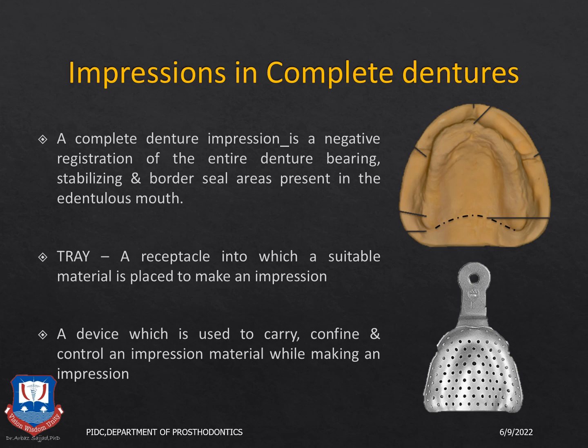Coming to an impression tray, it is a receptacle into which a suitable material is placed to make an impression. An impression tray may be a stock impression tray, which may be edentulous or dentulous, or it may be a custom made impression tray, which is used for making the secondary or final impression. An impression tray is also a device used to carry, confine, and control an impression material while making the impression.